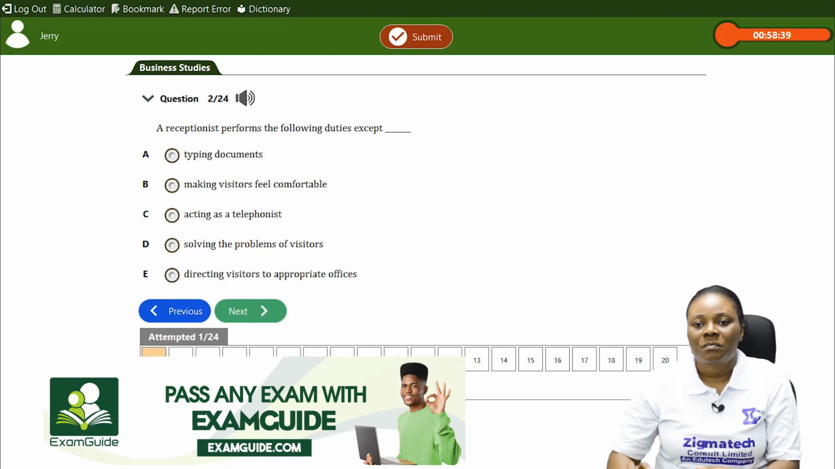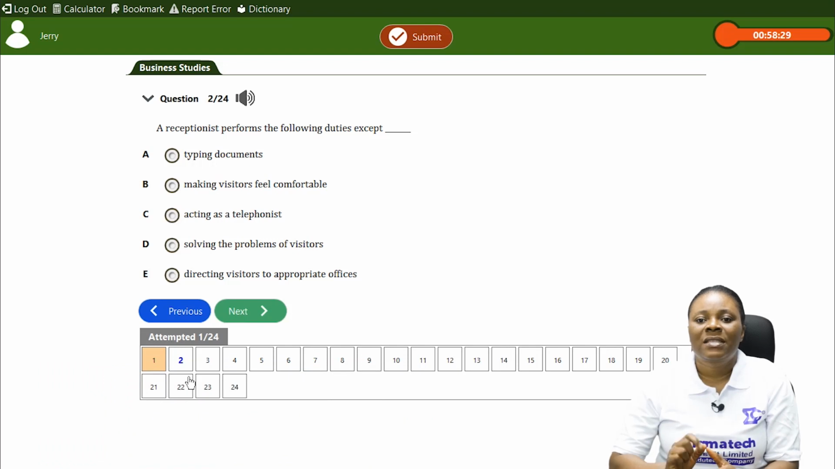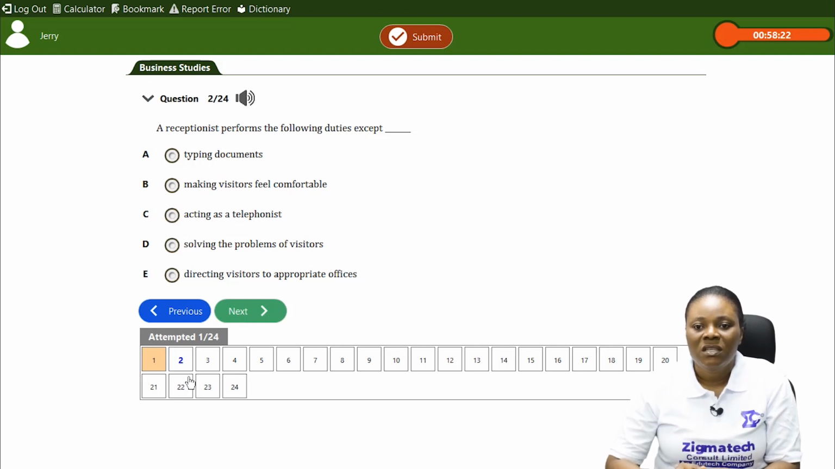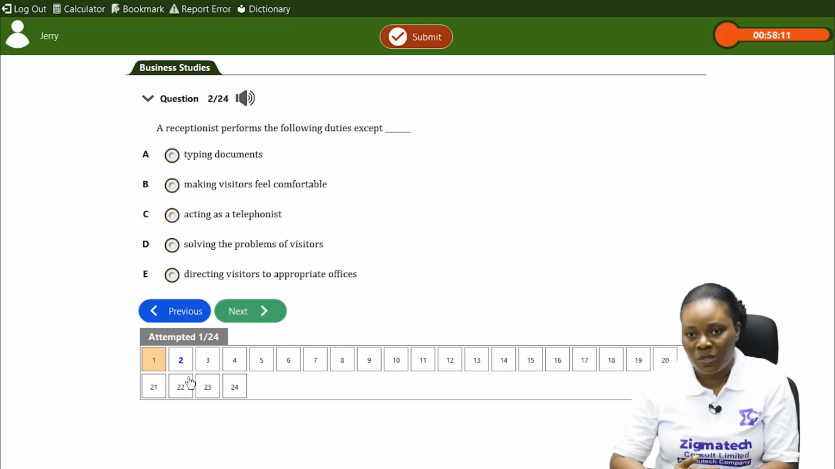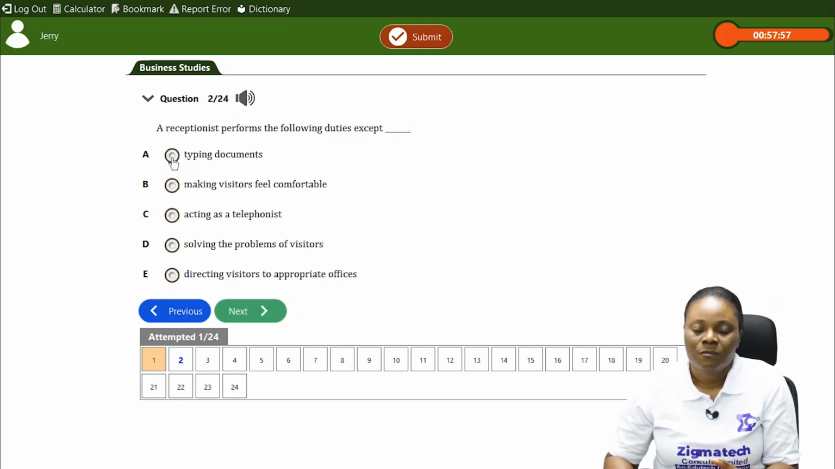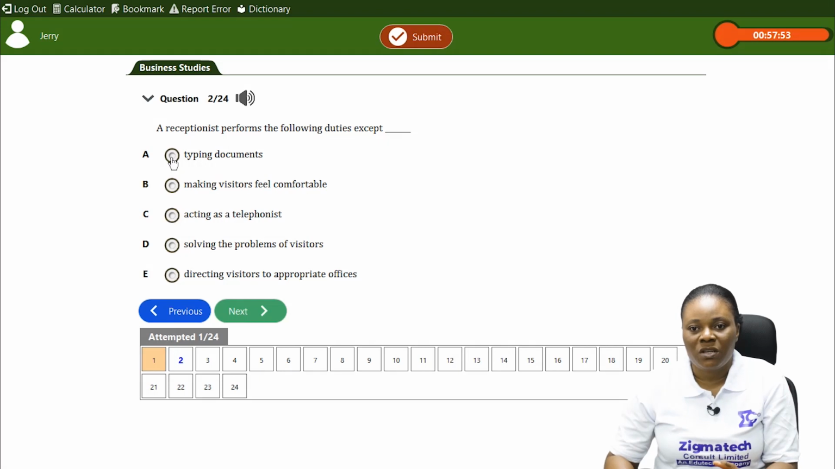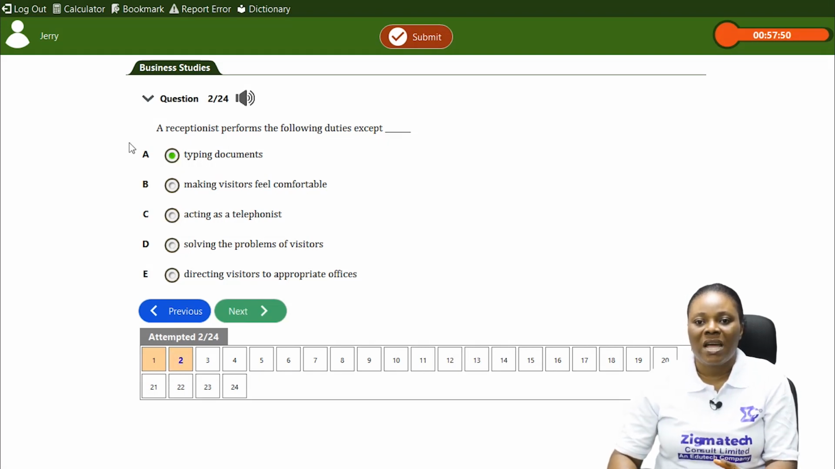Let's take another one. It says a receptionist performs the following duties except. A, typing documents, B, making visitors feel comfortable, C, acting as a telephonist, D, solving the problems of visitors, E, directing visitors to appropriate offices. Remember, we looked at the two duties of a receptionist, and I said they are centered around receiving and making calls and receiving and attending to visitors. So the one that is not a duty of a receptionist is A, typing documents. It is not the duty of the receptionist to type documents, but the other ones are the duties of a receptionist. So the answer is A.